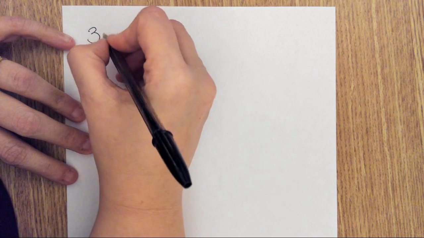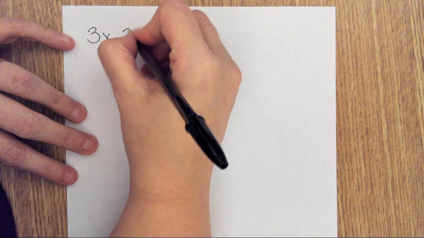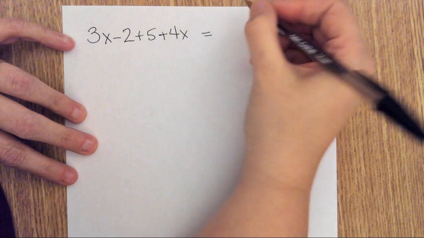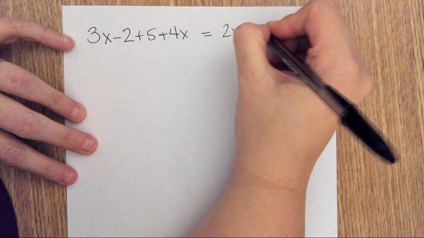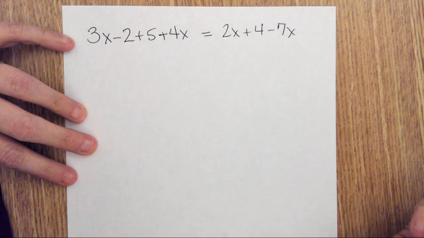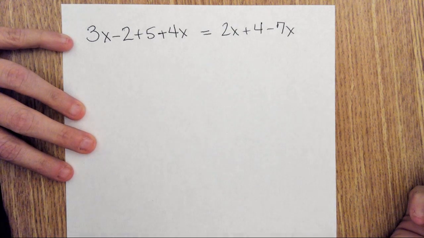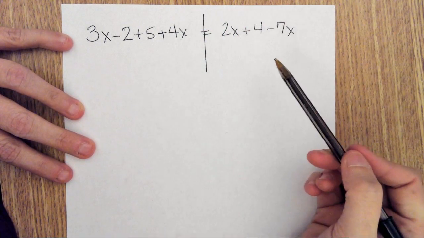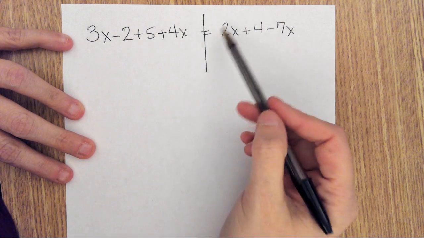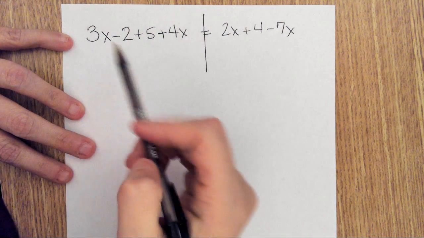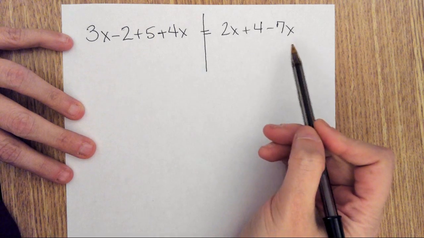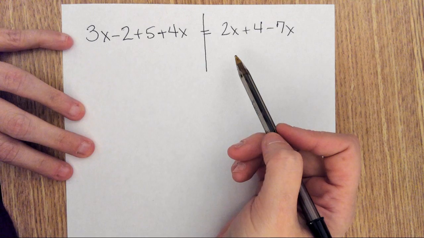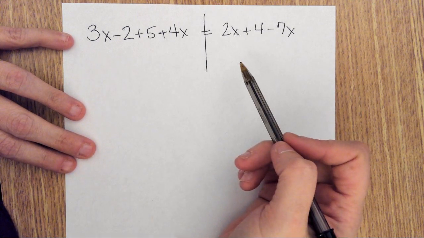Let's look at this particular equation. We have 3x minus 2 plus 5 plus 4x equals 2x plus 4 minus 7x. So as I told you today in class, the first thing I'm going to do is put a line right here, and that's going to remind me that I cannot distribute across this equal sign. So once I hit here, boom, I got to stop. I can't combine across the equal sign. Now I'll be able to solve across the equal sign, but that's different.